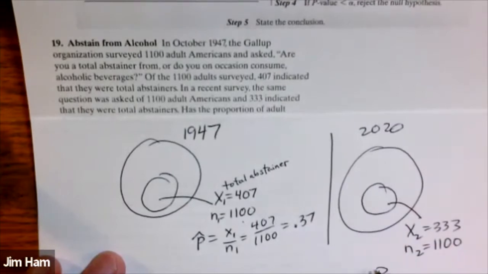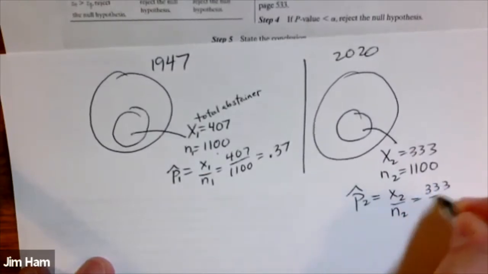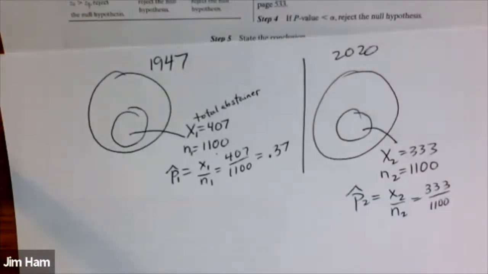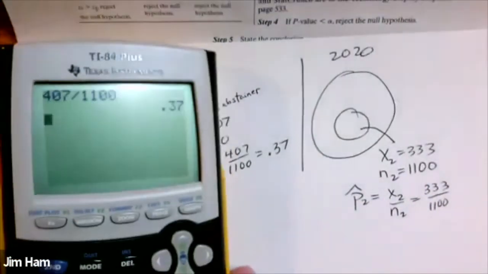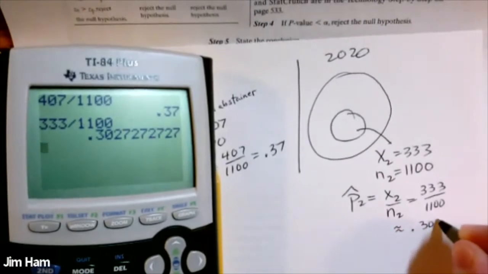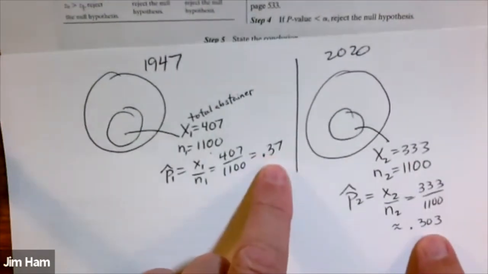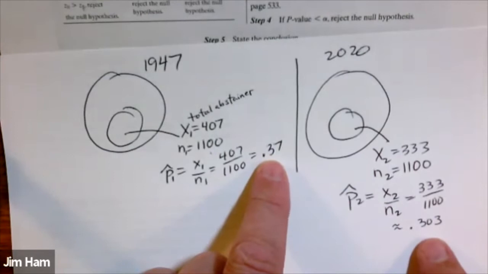So if you calculate P2 hat and take X2 divided by N2, you can convert that rate into a percentage if you like, or just compare it as a decimal, and it turns out to be 0.303, so 30.3%. So we observe a difference here. Back in 1947, it appears that there was a higher percentage of abstainers, people who did not drink, than today, where it's only 30.3.